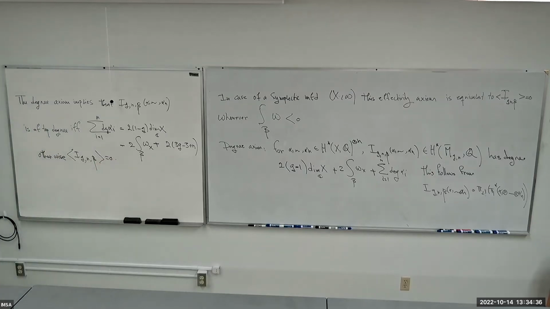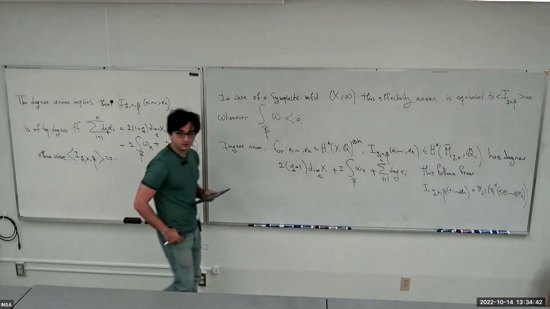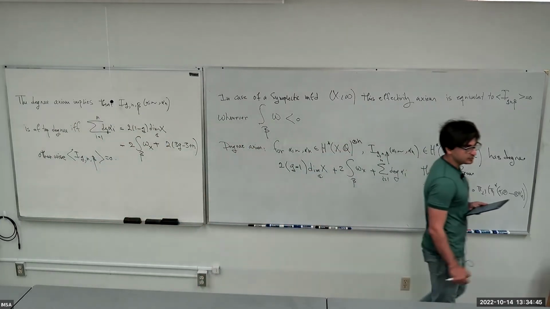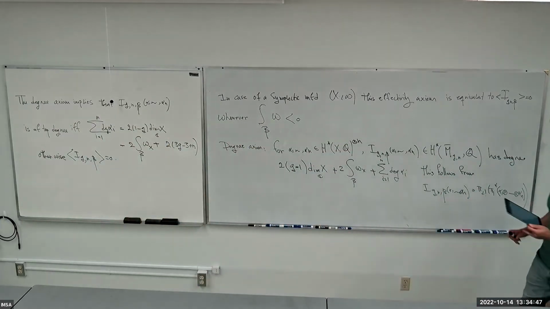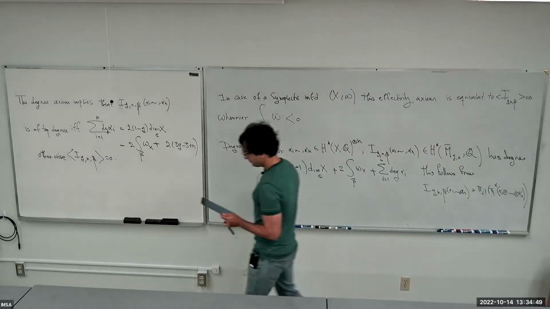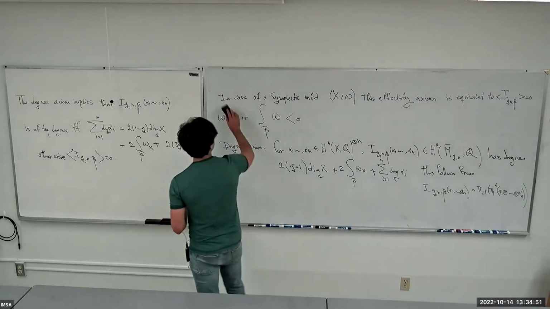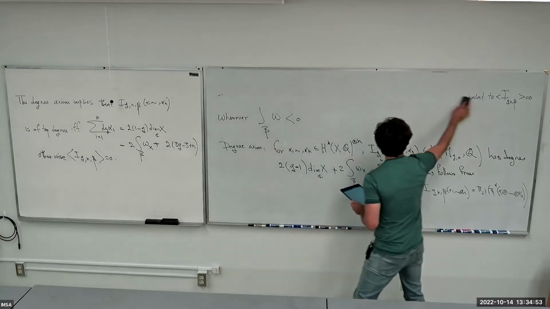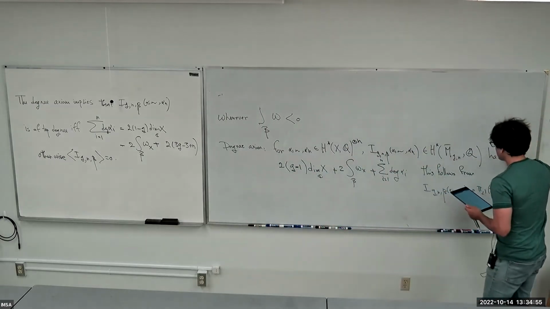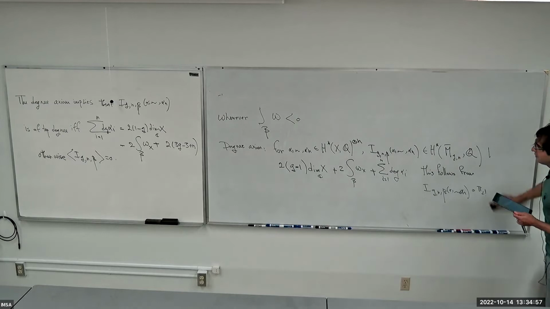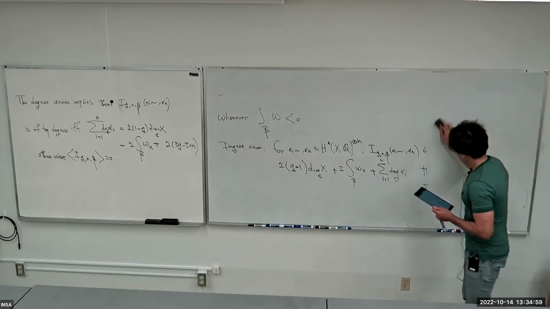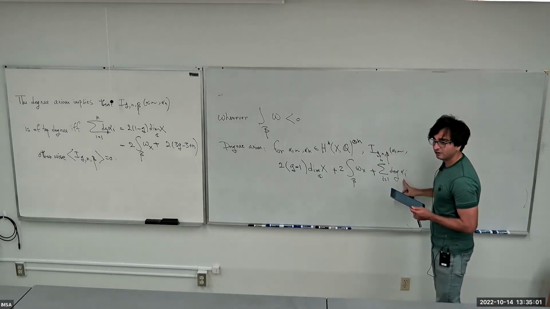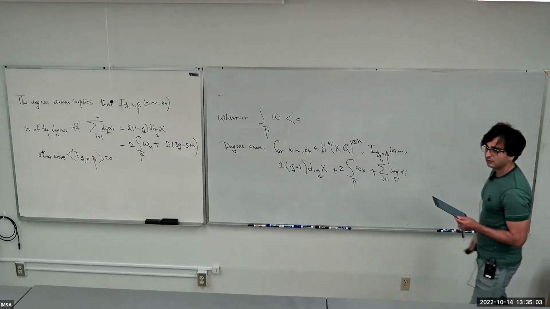Okay, when would it be of top degree? This has to do with this axiom about the sum of degrees of alphas. Okay, so that's the degree axiom. The degree axiom actually tells us the kind of restrictions that we have on here, right?